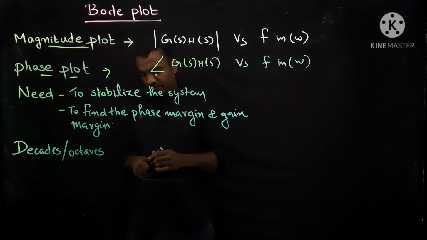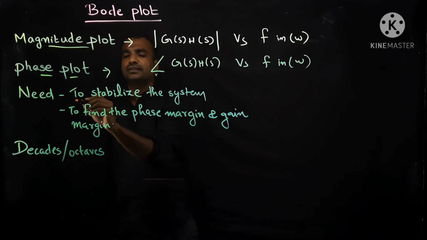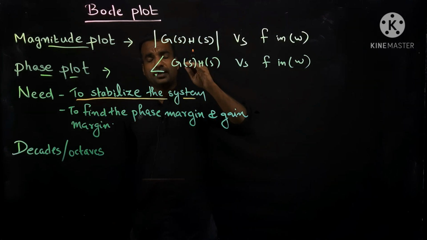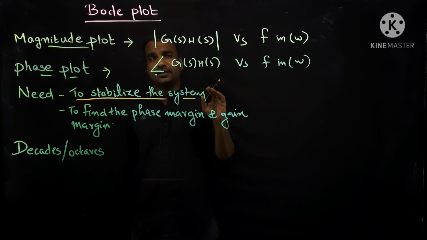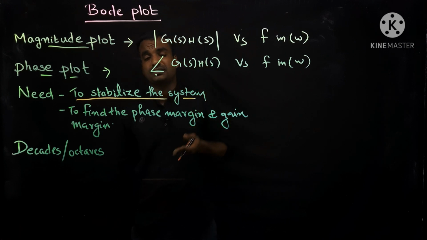Next point, what are the needs of this Bode plot? First need is to stabilize the system. What we have already done in root locus, we will do the same thing. We will analyze the open loop system and then observe its stability. Then we can develop some controller in order to make it more stable. Like that, we observe the present stability and we can improve it.